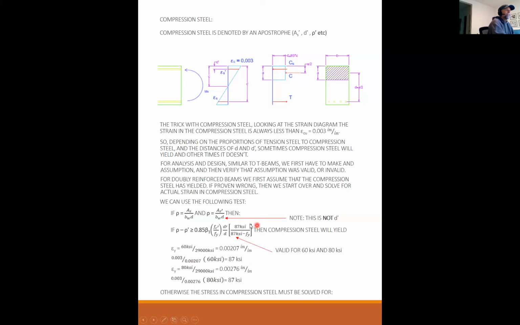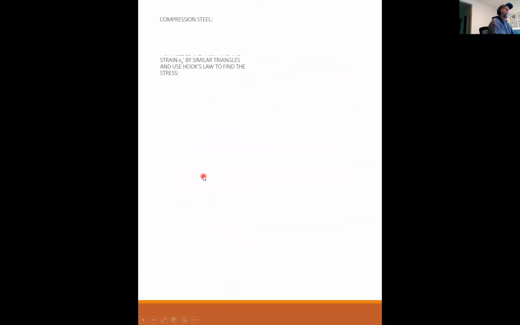If it fails this test, and rho minus rho prime is less than this term, then the stress in the compression steel must be solved for. Remembering our bilinear assumption for the stress in the rebar, if compression steel has not yielded, we must find the strain epsilon prime s by similar triangles and use Hooke's law to find the stress.